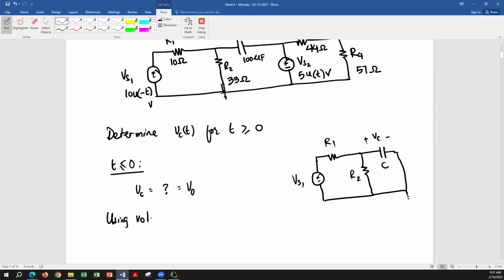Using voltage division, we see V0 negative, which is equal to V0, is equal to VR2, will be equal to Vs R2 over R1 plus R2.